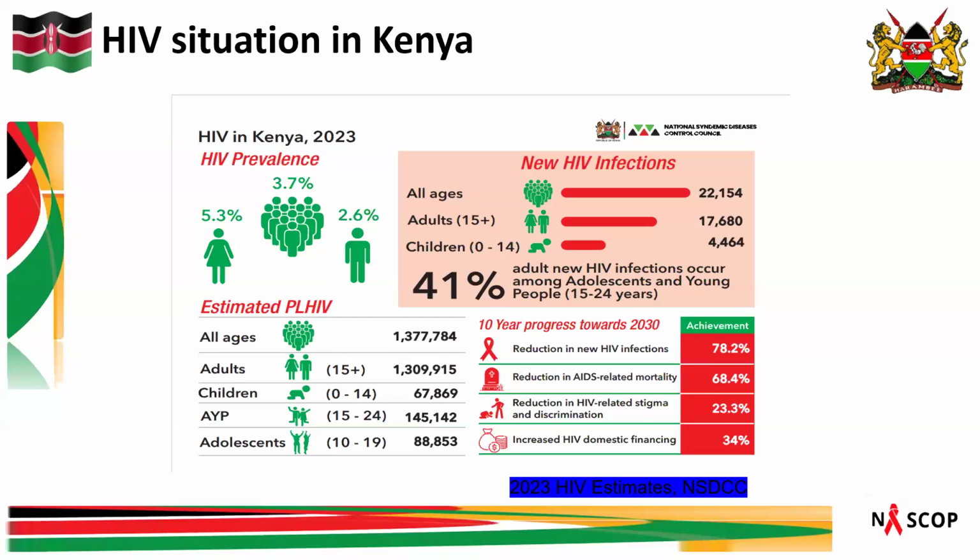In terms of the 10-year progress towards Vision 2030, remember in 2030 we are supposed to end HIV infections, and we have been able to reduce new HIV infections. We are at around 78.2%. Then reducing AIDS-related mortality, we are at 68.4%. And then reducing HIV-related stigma, we are not doing very well. We are at 23.3%. And in matters of domestic financing, we stand at 34%.